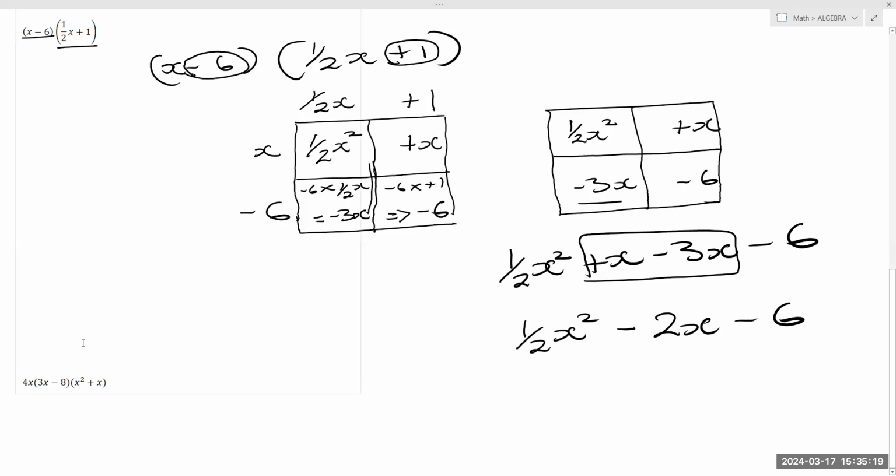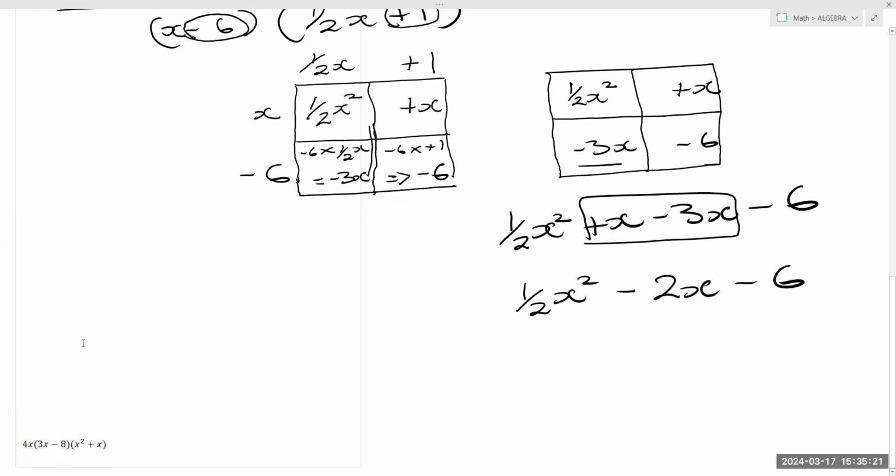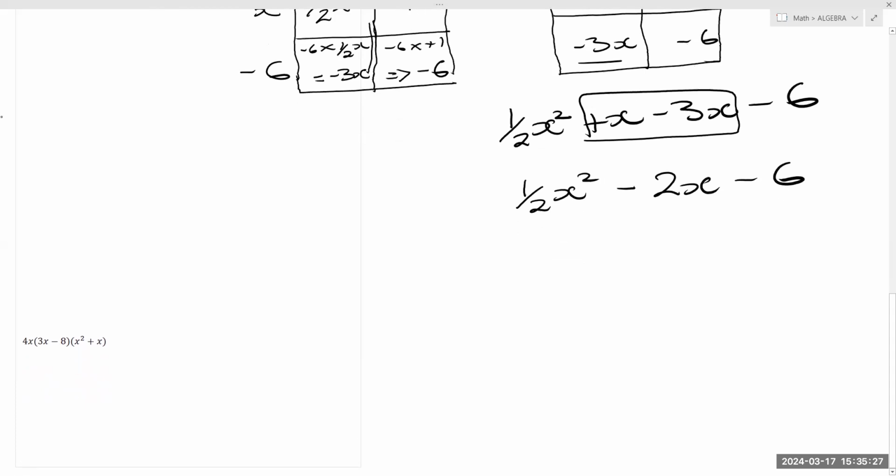Now let's do this one. Okay, let's do this one. So you can see we have two binomials, and then we have another term outside. So how do we do this? The first thing I always advise is to try to deal with multiplying the binomials first, and then you can add this at the end.